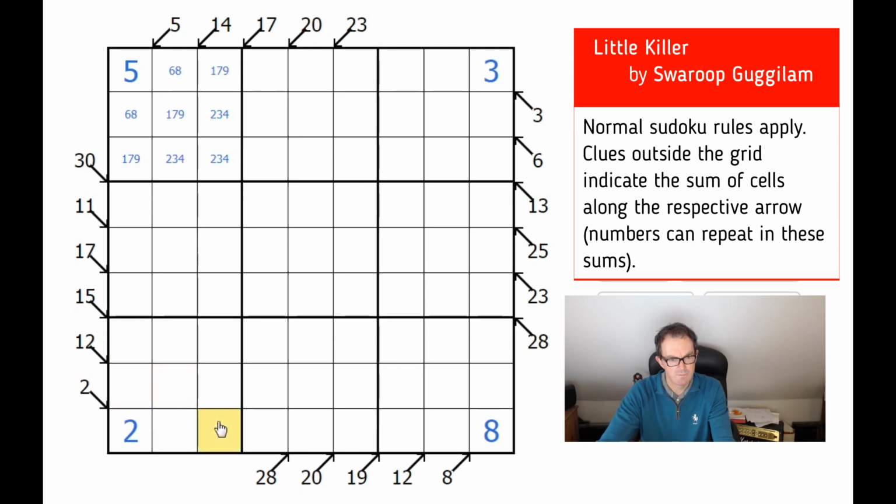15 there and a 12, so 12 plus 15 is 27, plus 2 is 29. Those 3 cells have to sum up to 16. That's not a useful total. Let's try over here. 12 and this might be better, because 12 and 19, that's obviously 31, plus 8 is 39. Those 3 cells have to sum up to 6, and as they're in the same box, they must be 1, 2 and 3. That's the only way we can do that.